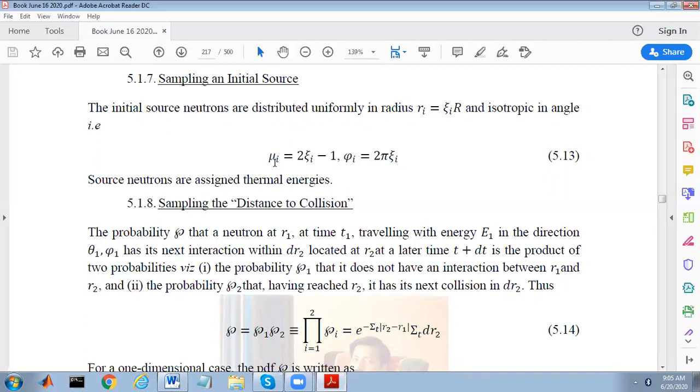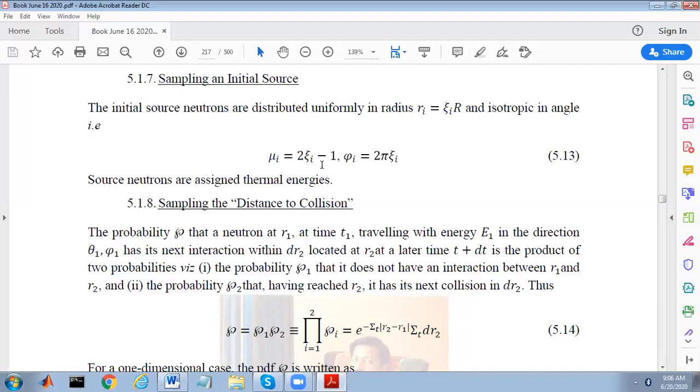So the cosine theta, written as mu for the ith source which we sample, let's write it as 2 times zeta minus 1. And so if the uniform random number is 0, then this has the value minus 1. And if zeta has the value 1, because this can only go between 0 and 1, then this has the value 2 minus 1, which is plus 1. So you can see that mu goes between minus 1 and plus 1.